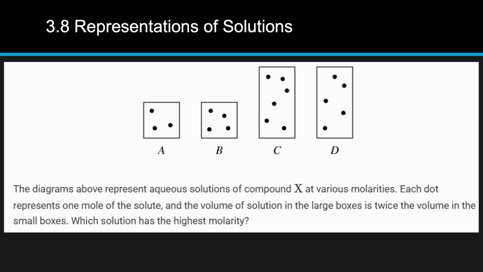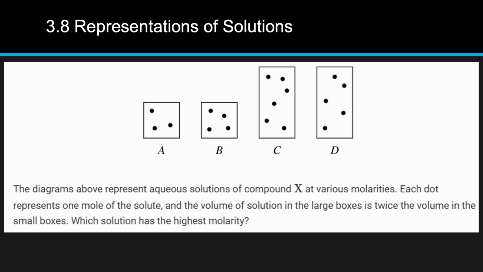The diagram above represents aqueous solutions of compound X at various molarities. Each dot represents 1 mole of the solute, and the volume of solution in the large boxes is twice the volume in the small boxes. Which solution has the highest molarity?